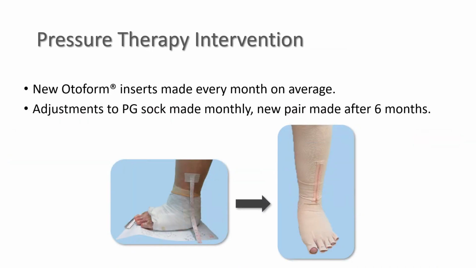Follow-up was done once every month to verify the sock and autofoam inserts. Over time, scars progressively stabilized and matured. Socks were regularly adjusted for better fit. And after 6 months, as fabric lost its elasticity, a new pair was made. New autofoam inserts were made if the previous ones were damaged or no longer fit.